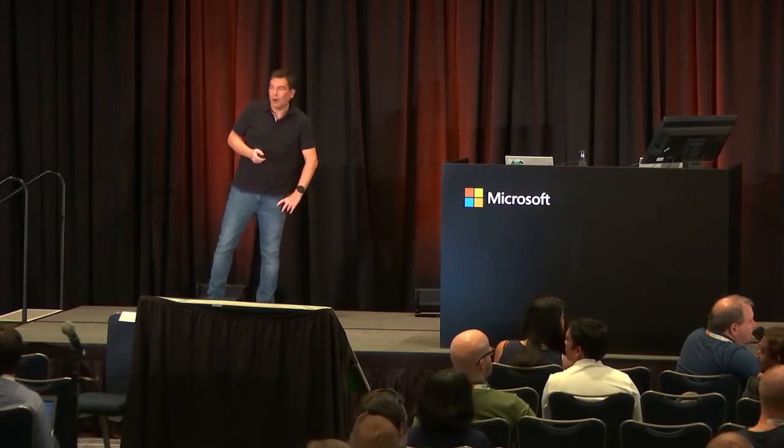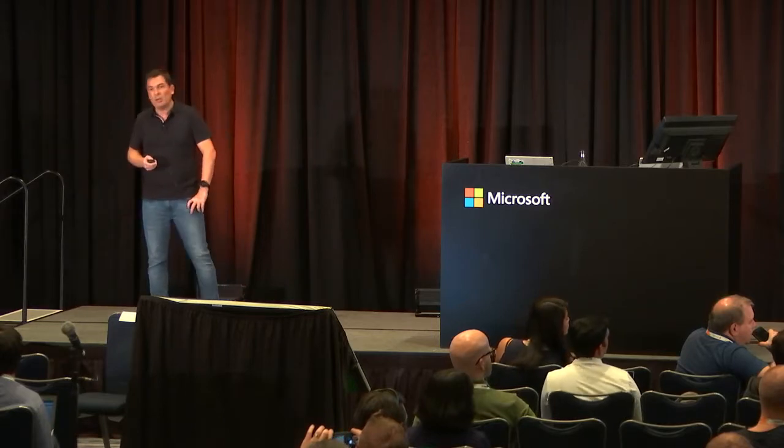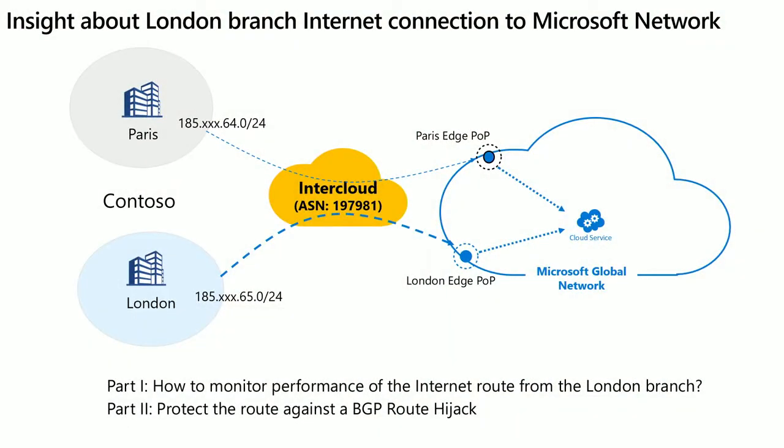All right, so let me show you how it looks. I'll take a scenario. In my scenario here, I have a customer. That customer has a branch in Paris and a branch in London. And he has purchased connectivity services from Intercloud. And Intercloud is sending traffic to us.